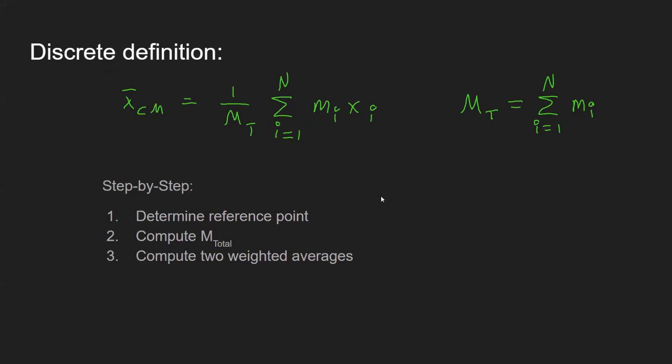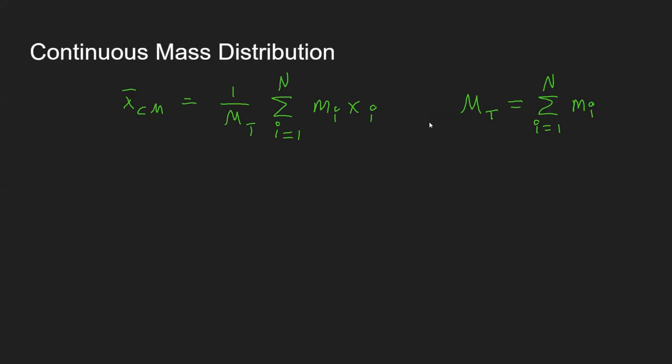And in a step-by-step process, step number 1, of course, is to determine a reference point, because without it, we cannot define x_i or y_i. Step 2 is to compute m total. And then finally, we apply the definition of center of mass to compute the two weighted averages. So for today, we'll be focusing specifically on continuous mass distributions.